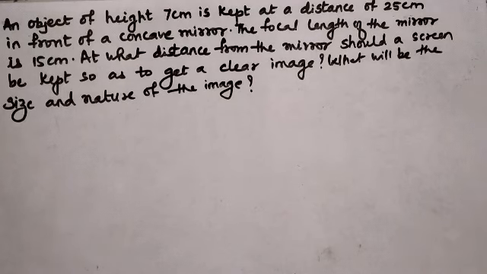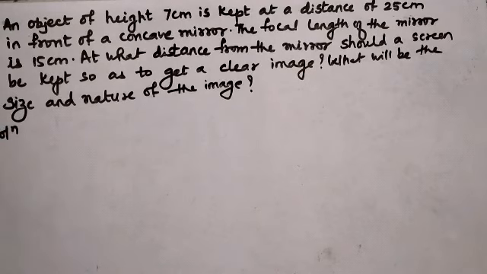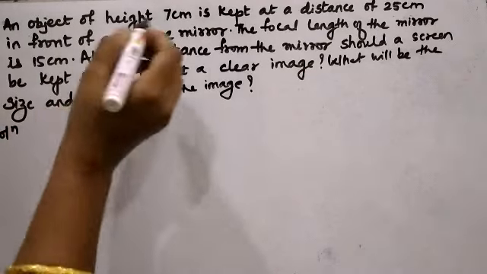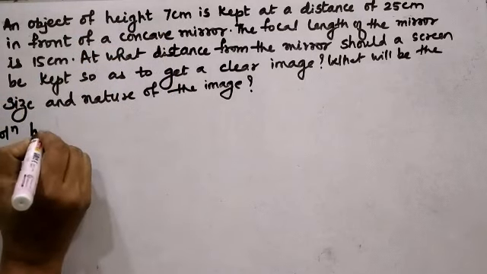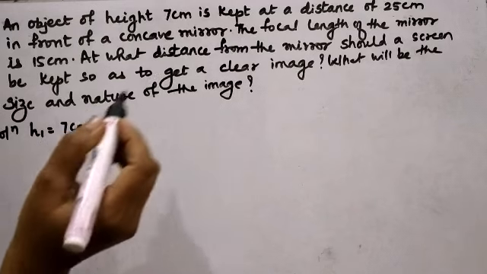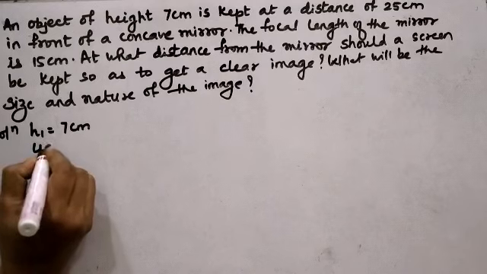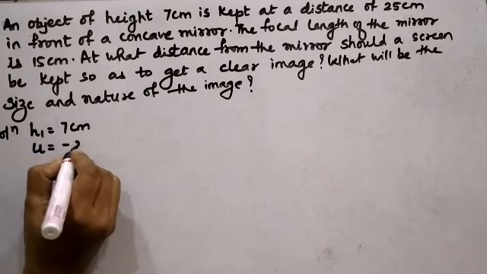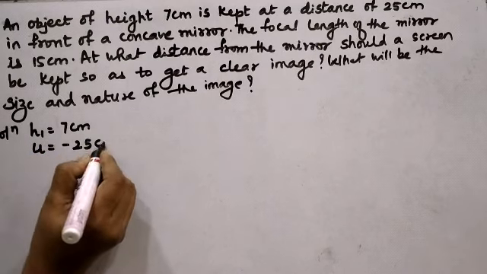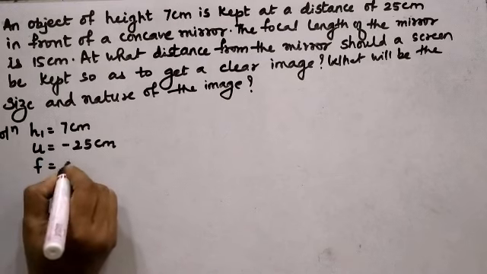So, we are given that an object of height 7 centimeters. Height of the object is denoted by h1 and height of the object is 7 centimeters. It is kept at a distance of 25 centimeters in front of the mirror. So object distance is always negative. So u will be equal to minus 25 centimeters. Focal length of the mirror is 15 centimeters.